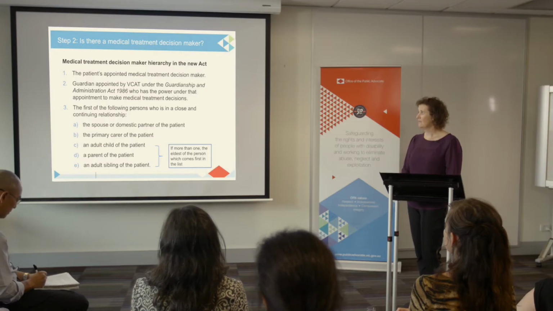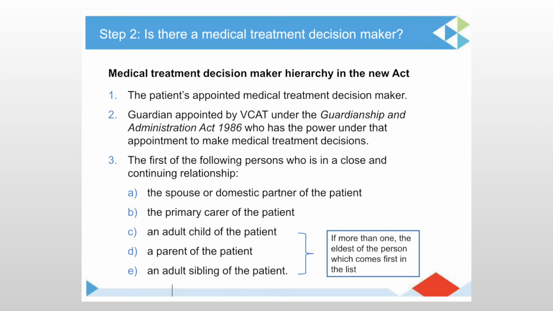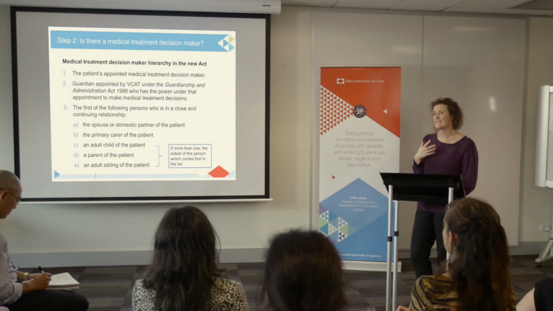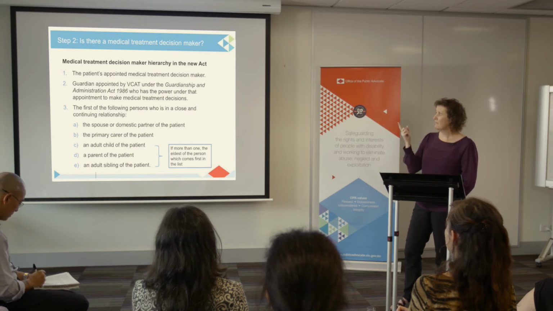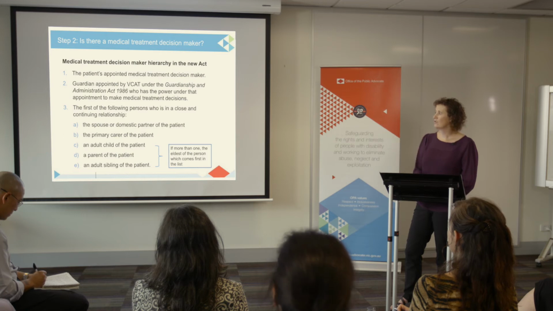But if there is a medical enduring power of attorney, an enduring guardian with a healthcare authority, or a personal power of attorney with a healthcare authority, they would be seen as an appointed medical treatment decision maker, so they would still be number 1. If, however, there's no one at number 1, is there a guardian who's been appointed by VCAT, who has the power to make medical treatment decisions? So there will still be situations where VCAT have made guardianship orders for a guardian to make medical treatment decisions. If, however, in your patient's situation, there's no guardian either, they then go to number 3.